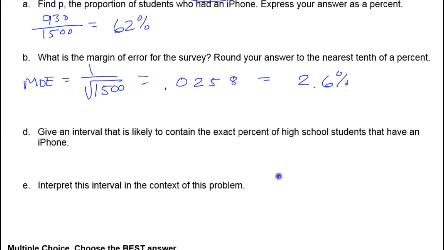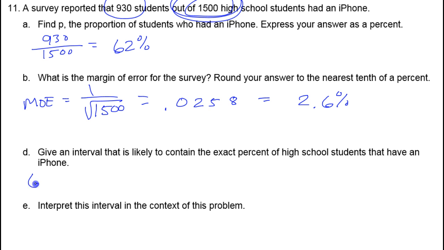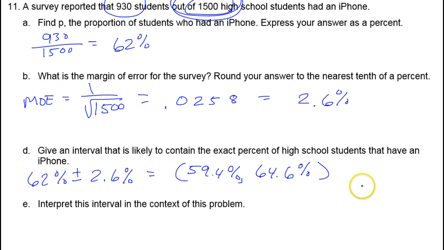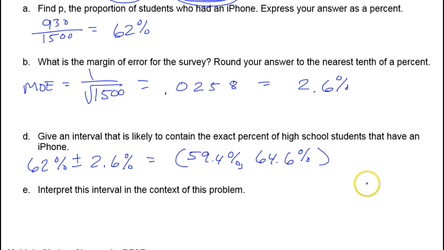Okay. All right, now, give an interval that's likely to contain the exact percent of students that have an iPhone. So now we're going to take that 62% plus or minus our 2.6%. Okay, so what's the lower bound? And what's the upper bound? Okay, have I lost anybody? Quiz is tomorrow. Don't be shy. Don't be shy. All right?